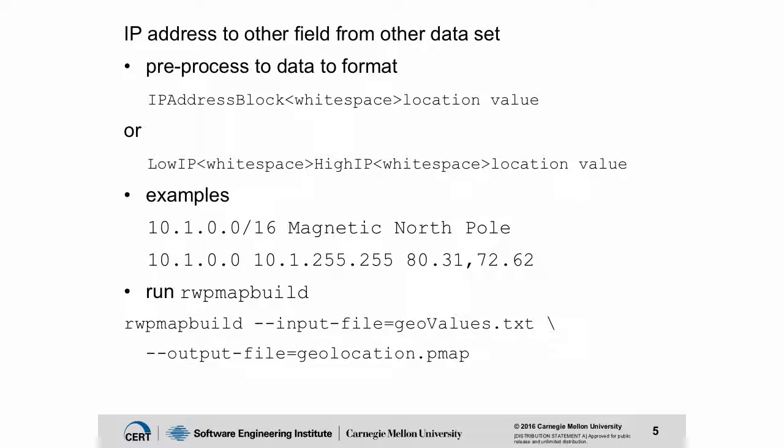For individual IP addresses in low-high notation, use the same IP address for both. Low-high notation accepts either the standard dotted quad format or IP addresses as integer values. Once the geolocation data has been formatted appropriately, run rwpmapbuild, specifying the input and output files. This method of building PMAP files can be applied to other data you may want to associate with IP addresses, such as APT names, ASNs, or the departments within your organization.